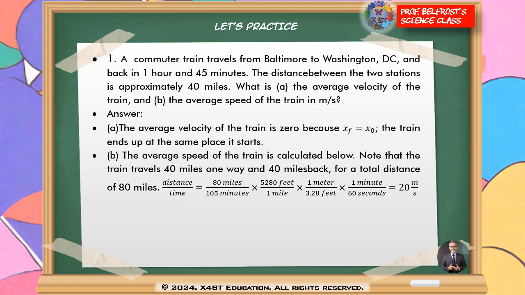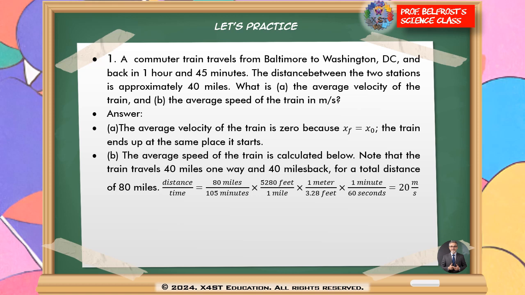Let's finish up with practice, because the most important thing in physics is practice with many kinds of problems. First, a commuter train travels from Baltimore to Washington D.C. and back in 1 hour and 45 minutes. The distance between the two stations is approximately 40 miles. So what is A and what is B? A is the average velocity. Because x final equals x initial, the average velocity must be zero because the displacement is zero.